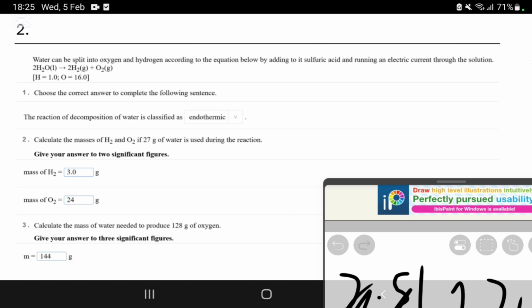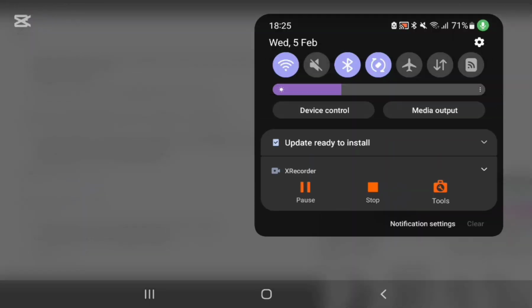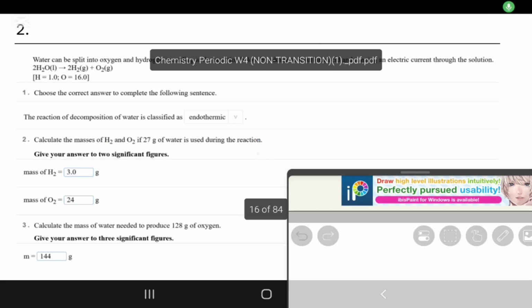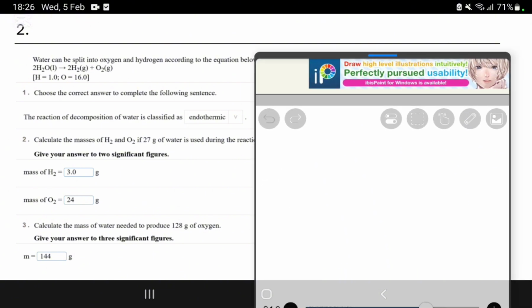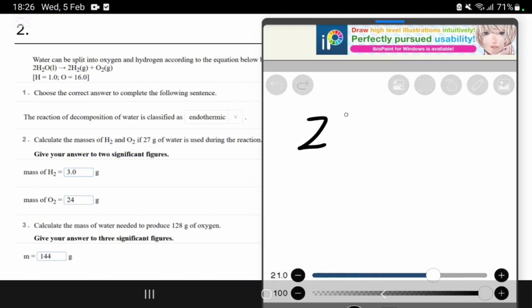Calculate the masses of H2 and O2 if 27 grams of water is used during the reaction. First of all, we need to find the moles of water, which is mass over molar mass. Here they gave us the mass, which is 27, divided by the molar mass, which is 18. 27 divided by 18 will give us 1.5.